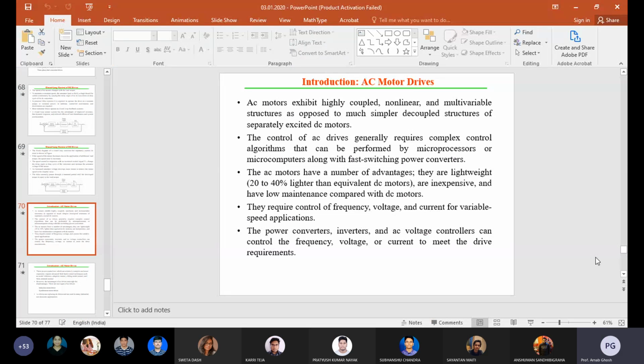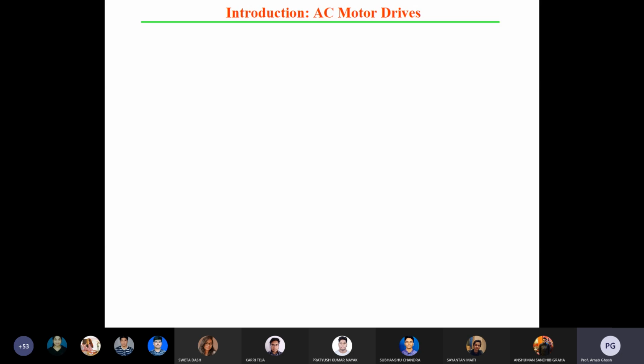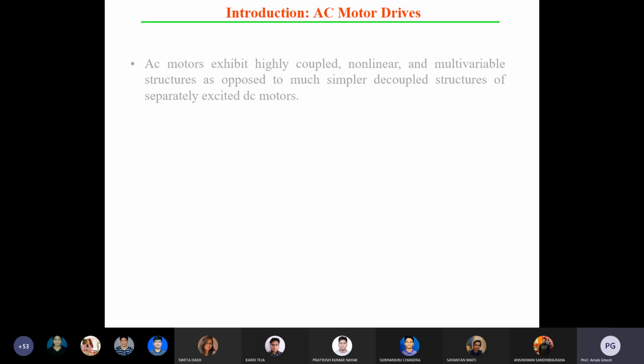We are discussing closed loop control of DC drive. So in my today's class, only a few slides are pending, which are based on AC motor drives.